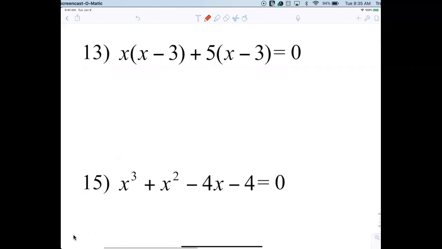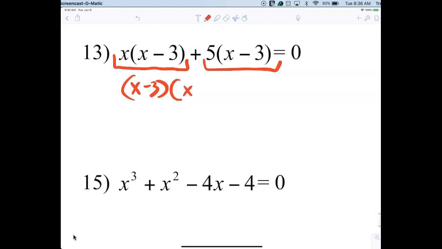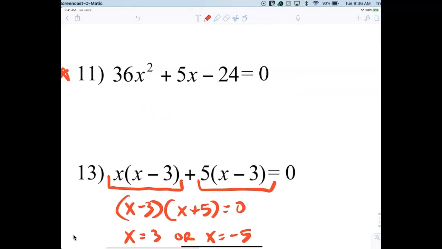All right. So what's wrong with 13? It's like the weird one. Oh wait, no. Not quite. What do I have to do on 13? It's addition. Factor out the x minus 3. Remember, this is a bucket and this is a bucket, right? The bucket has x minus 3 in it. What's left behind? X plus 5 equals 0. So now what? X equals 3 or x equals negative 5.